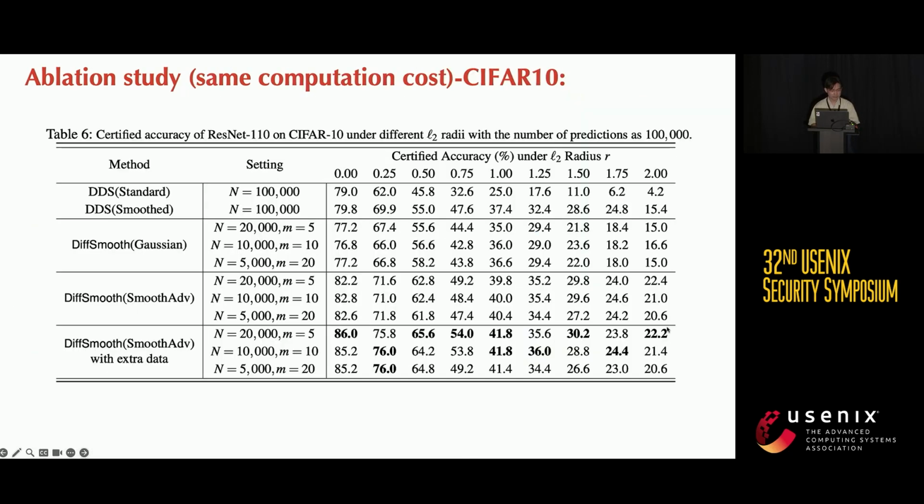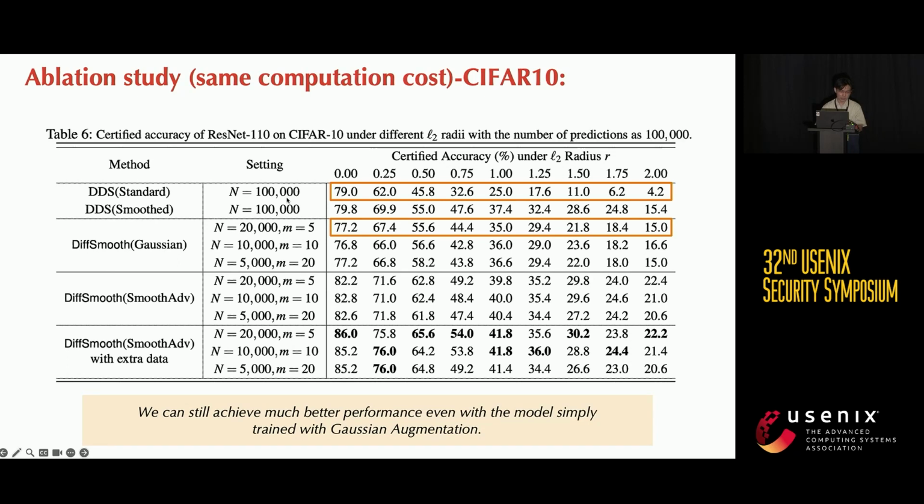So someone may also wonder if we control the same computing cost, what the final result will be. And I still show here, even with the same computing cost, like I set the N here to be 10,000 or 100,000, we can still achieve much better performance even with the model simply trained with Gaussian augmentation. And as you can see, the improvement is not trivial here. It's about 10 to 20% improvement.